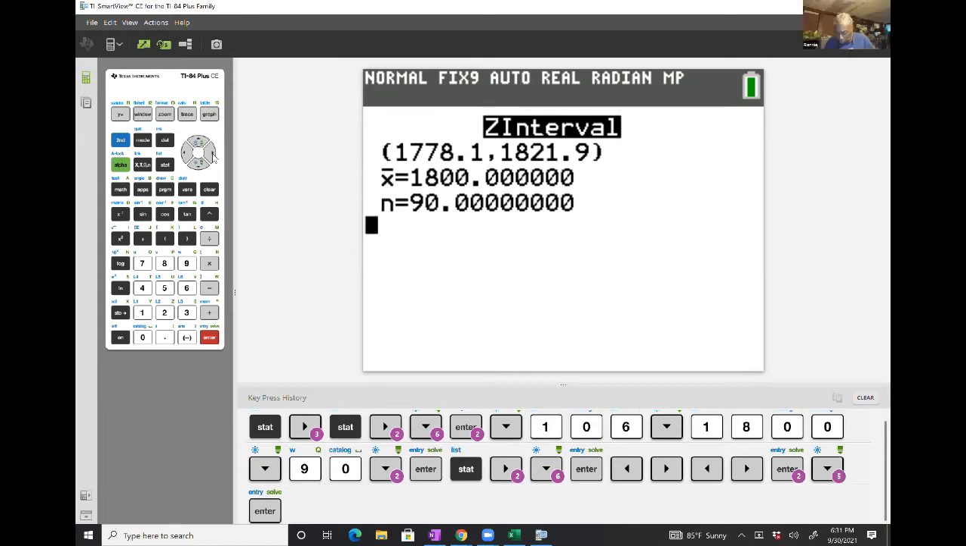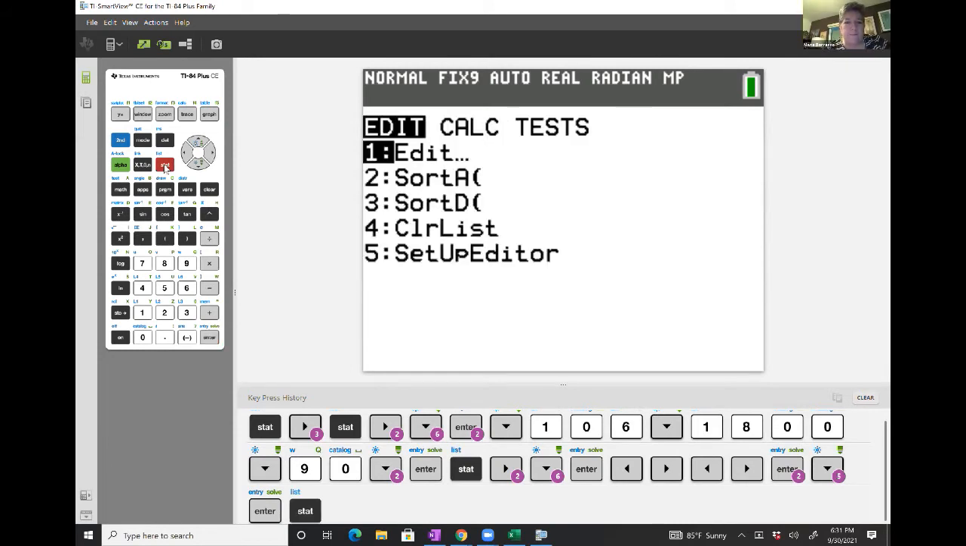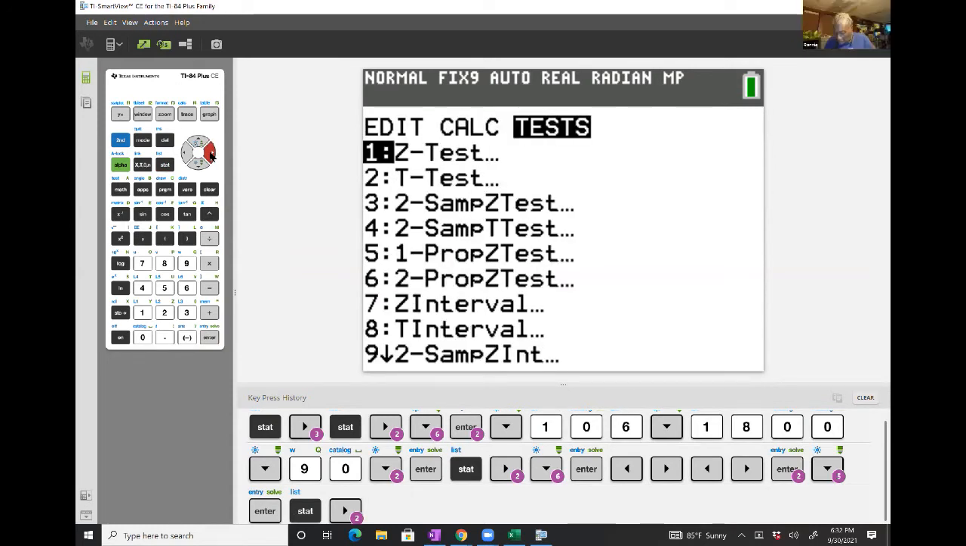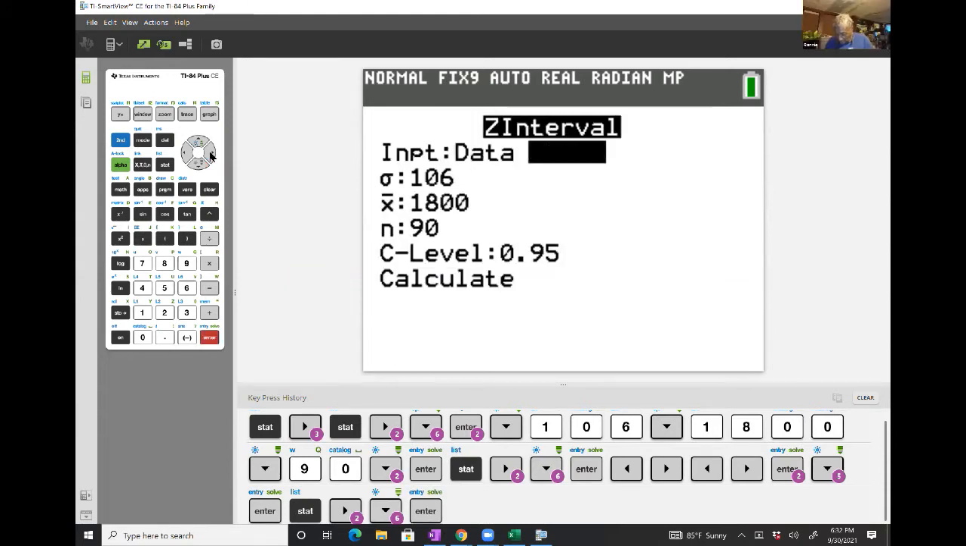Calculator. Okay, so where are you? You're going to go to stat. Go over with the arrow key to test. Now scroll down with the arrow key to Z interval, number 7, and hit enter. Make sure that you're on stats. I got it. Okay, excellent.